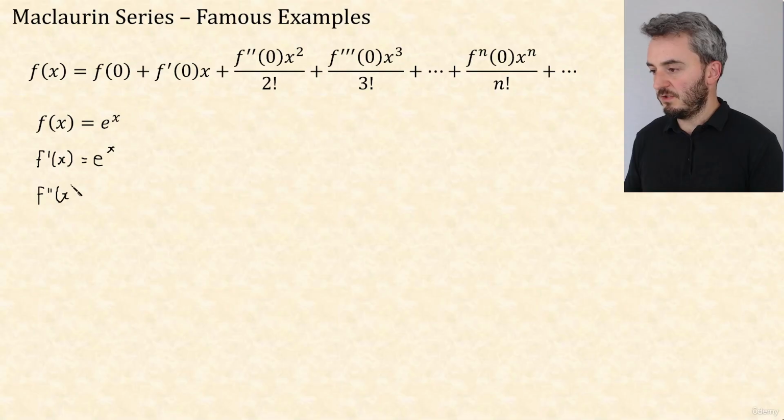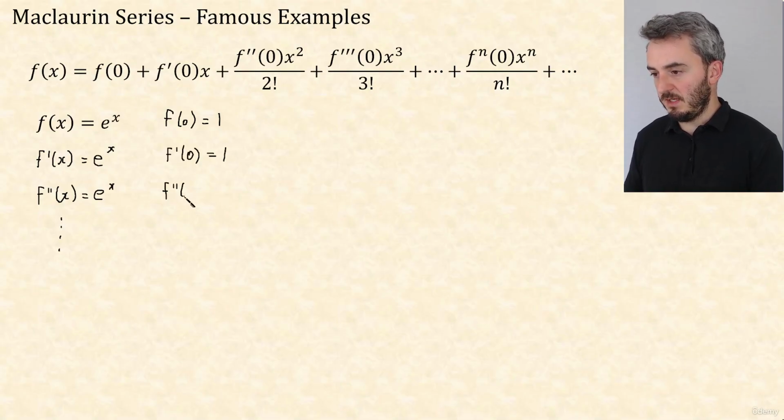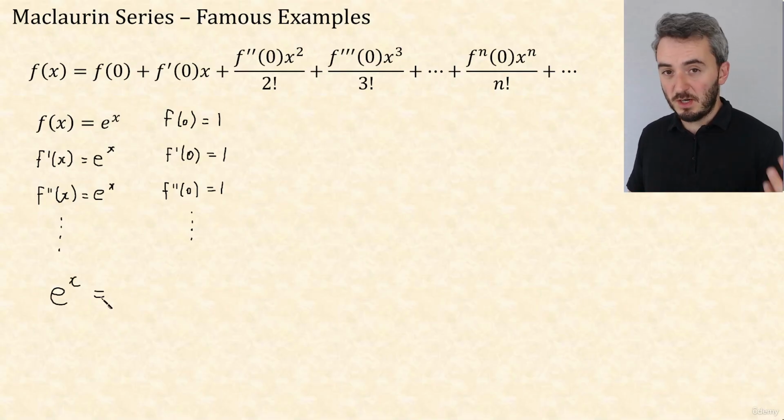All of these are just e to the x, and so on, which means that f of naught and f dash of naught, they're all the same. When you sub in naught, you just get 1. If you sub in naught here, you just get 1. If you sub in naught here, you get 1, and so on. And what that means is e to the x is approximated by this polynomial. In fact, it is this polynomial if you send it to infinity.